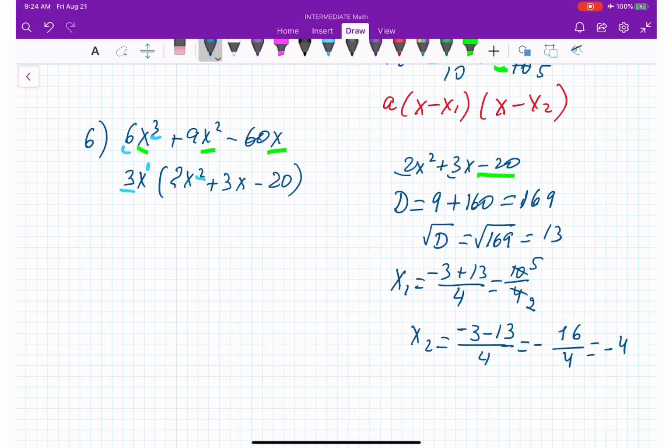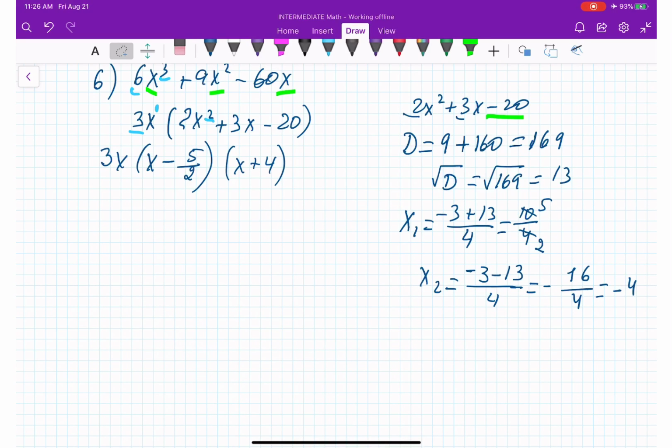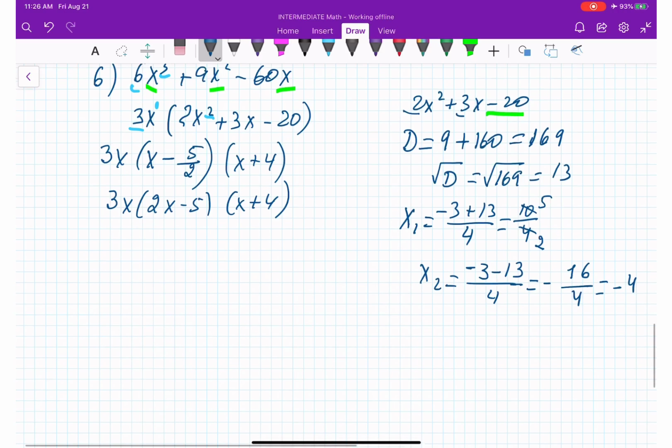Okay, so the common factor x is going to stay here, and we will have x minus 5 over 2, and what do we have here? x plus 4. So from here we can say x times 2x minus 5 and x plus 4. Okay, moving to question number 7.